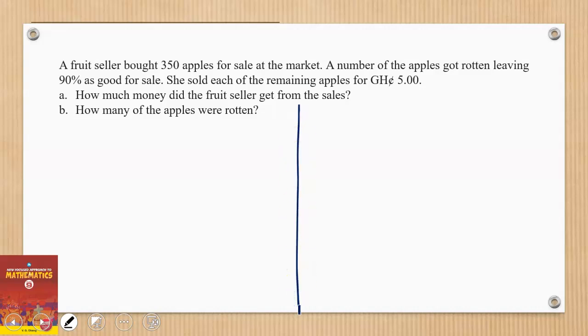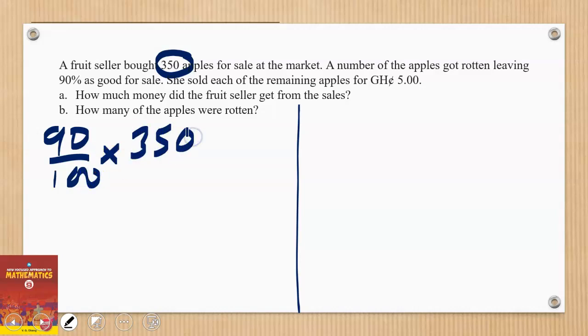Good. So what we need to do is to know the total number of apples purchased is 350. How many of them were good? It said 90%. So 90% of the 350 were good. And I'm sure you know how to do the calculations in terms of percentage. We did this in year 1 and year 2. So a simple calculation here, this 0 will cancel this and this will cancel that. We have 9 times 35, and that will give us 315. That means 315 of these apples were good.